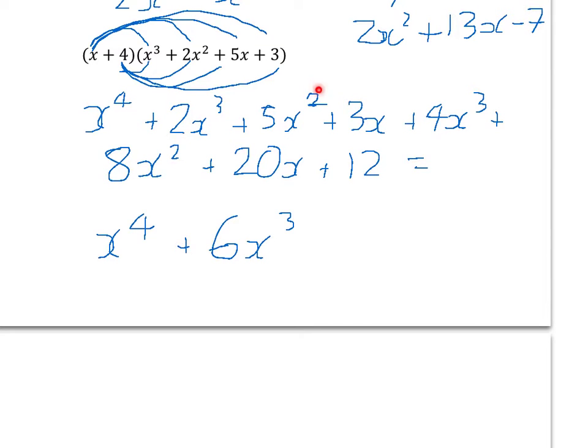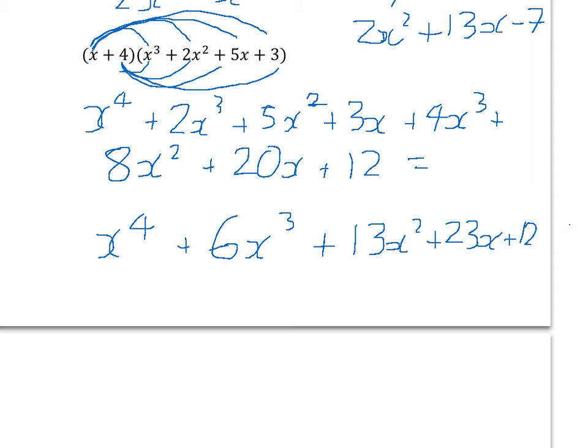The squared part, well there's 5 there, and there's 8 there. So 5 and 8 is 13. You've got the x part, so you've got 3x and you've got 20x, which is 23. And you've got plus 12. That's your final answer.